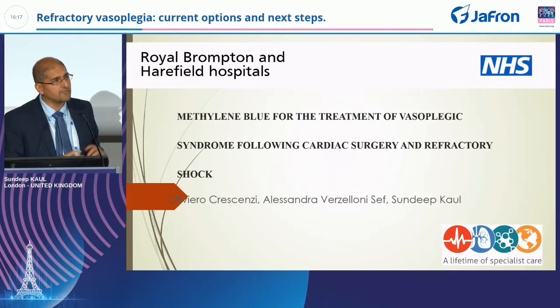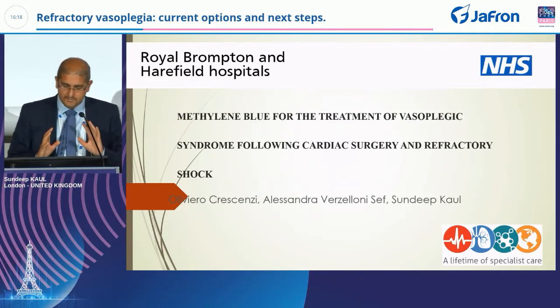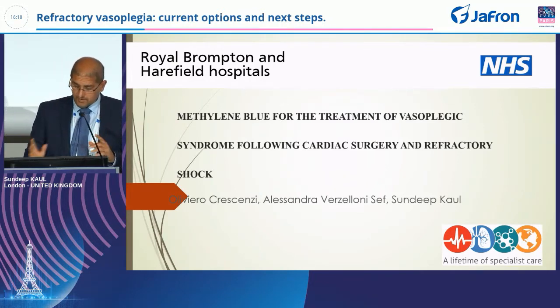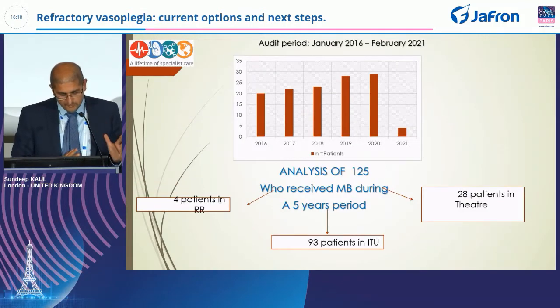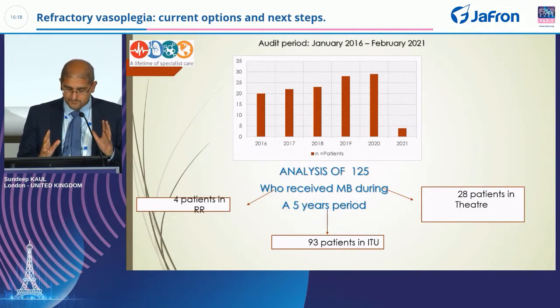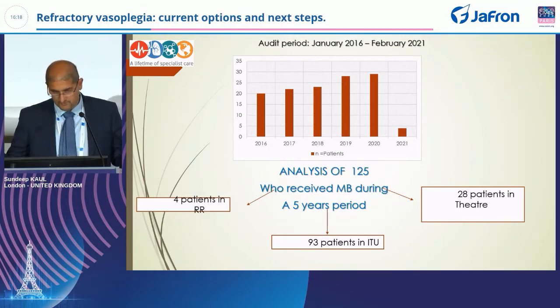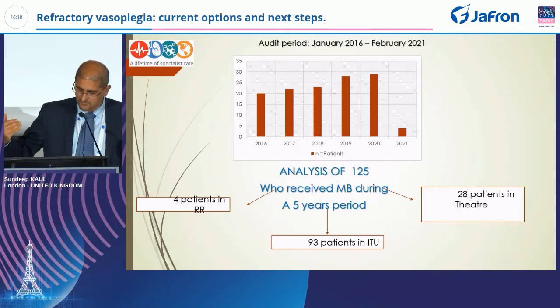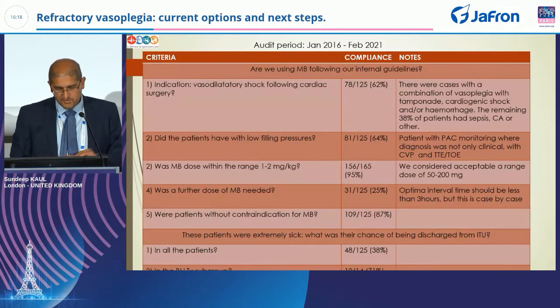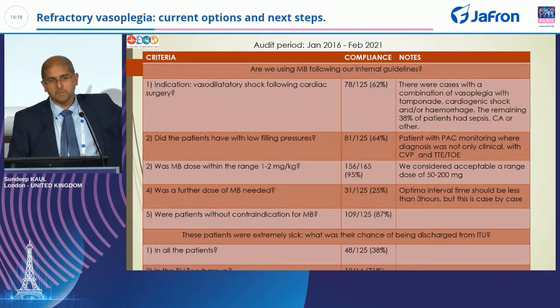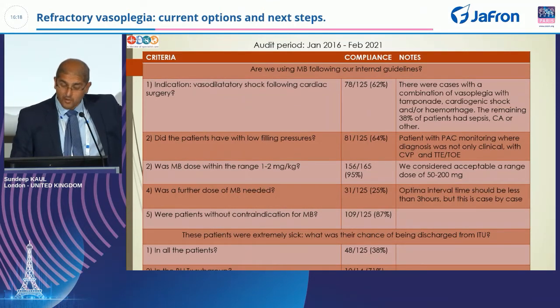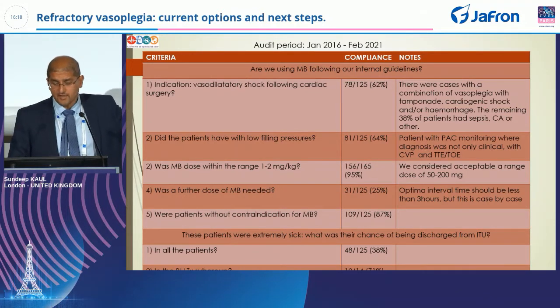We looked at our 5-year usage of methylene blue after cardiac surgery in refractory shock. We have 125 patients in this group, so it's purely an audit at this point. Almost 100 are in the intensive care and 28 in theater. Forget the four lovely people who are in recovery, they came to ICU anyway. Everybody comes to ICU finally. When all stops go off, they all come to intensive care. But what I wanted to share with you was that 62% of those people in the ICU post-cardiac surgery were post-cardiopulmonary bypass, and about a third had sepsis, roughly.